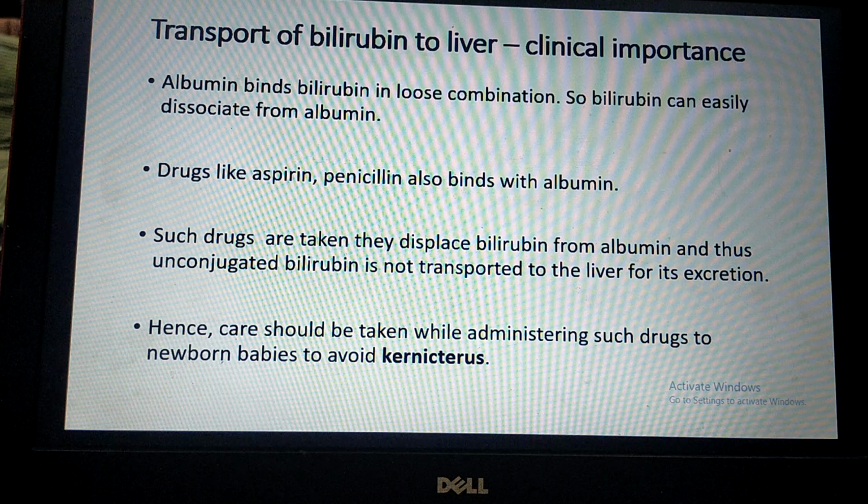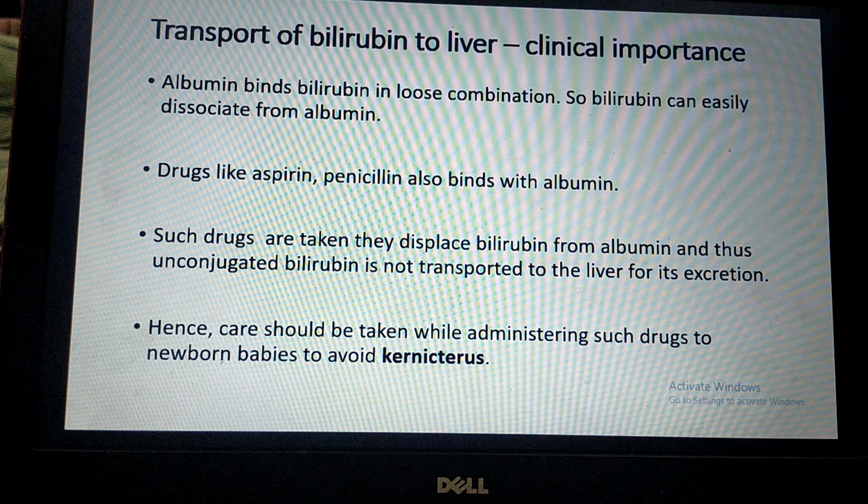Drugs like aspirin and penicillin also bind with albumin. When such drugs are taken, they displace the bilirubin from albumin, and thus unconjugated bilirubin is not transported to the liver for its excretion. As I have told you, this unconjugated bilirubin is lipophilic. It easily diffuses into the cell, or it can easily cross the cell membrane, which is made up of phospholipid bilayer. So unconjugated bilirubin enters inside the cell.